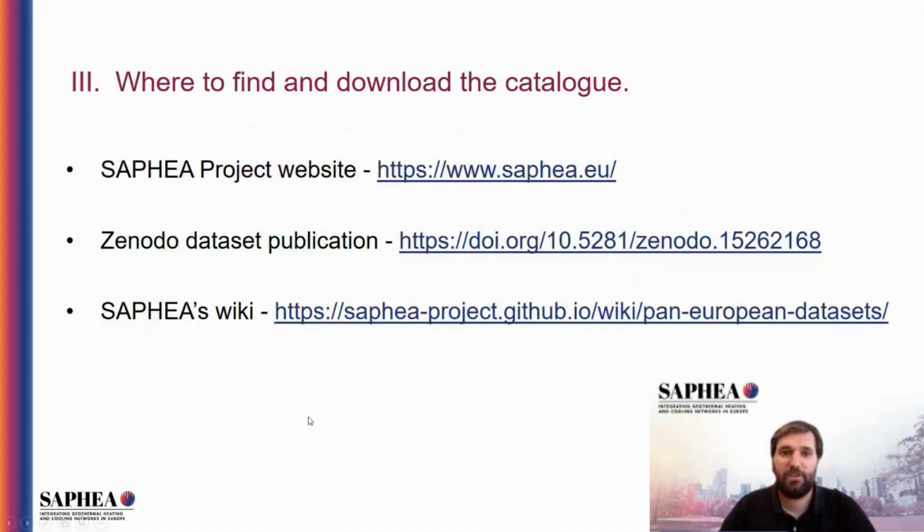So where can you find this scenario catalog? There are 3 different places. The first is the SAPHEA project website, where you have the link here, saphea.eu. The second one is the Zenodo dataset publication we made with this scenario catalog. It's freely downloadable, and you have a DOI if you want to cite it. And also there is a SAPHEA wiki, and it's also available here with a description of the datasets.